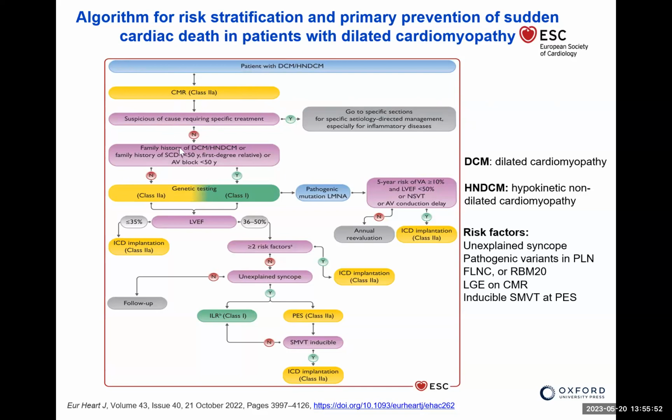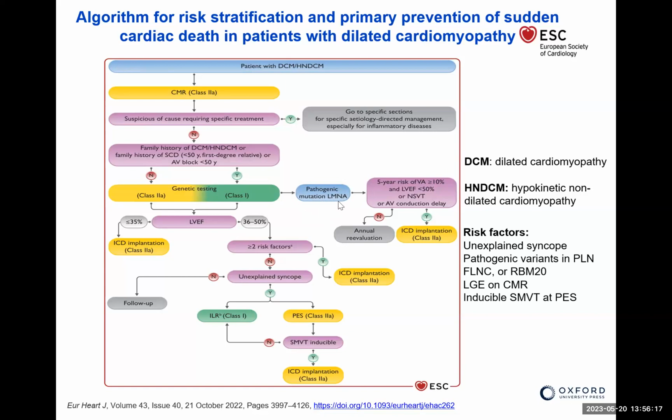If there is no clear reason, then look at the family history. If they have a family history of dilated cardiomyopathy or a family history of sudden cardiac death in young people in a first-degree relative, or even if they have conduction system problems like AV block at a younger age, less than 50, it is a class 1 indication to do genetic testing. If they don't have it, it's still 2A, so it should be considered also. So genetic testing is recommended in patients with dilated cardiomyopathy.